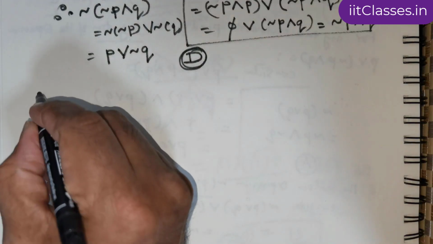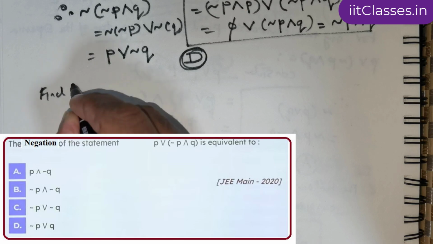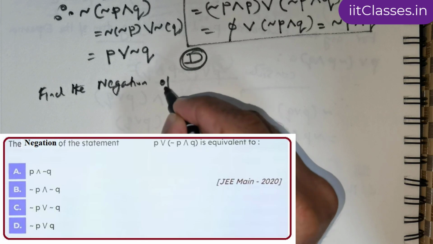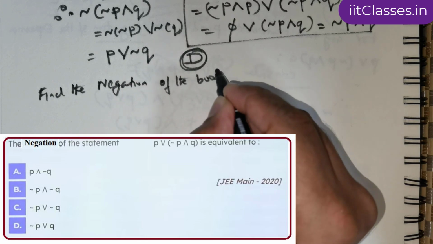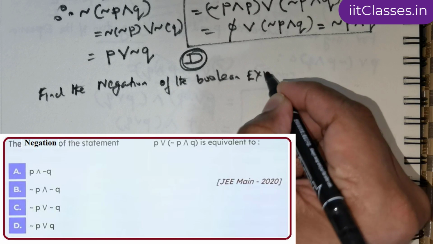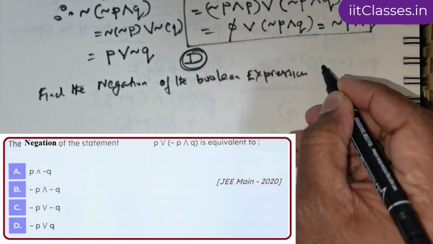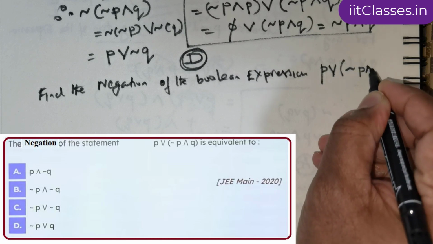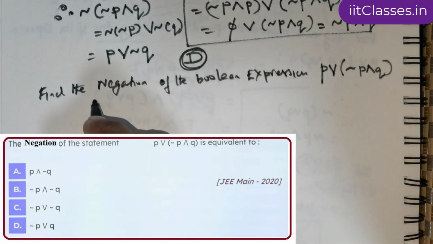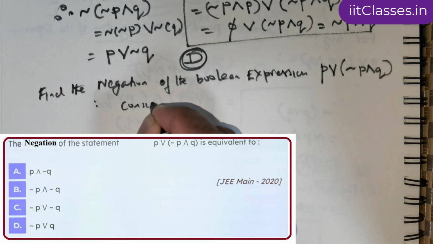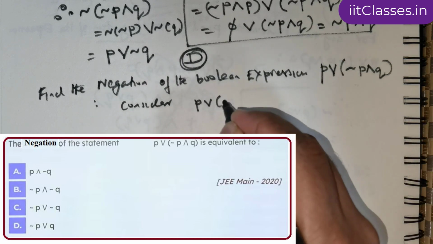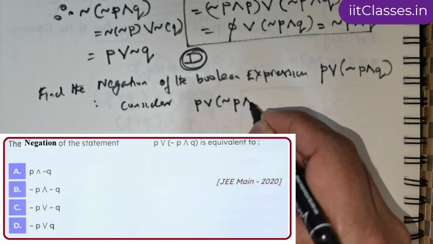Let's do this question, students. We've been asked to find the negation of the Boolean expression P disjunction of negation of P conjunction Q, and we have four choices. So let's first consider the given Boolean expression P disjunction of negation of P conjunction Q.